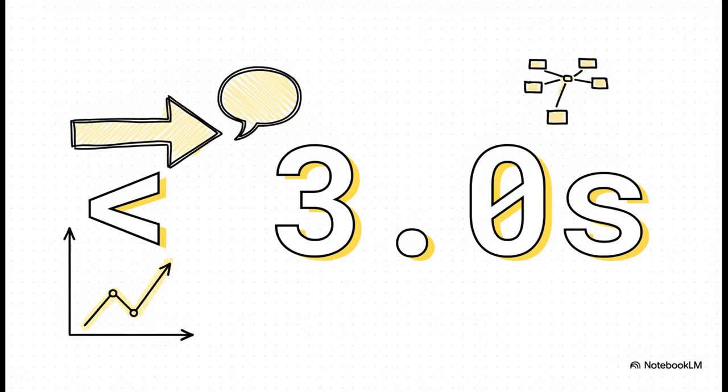Next up, speed. We're talking latency. For a chat experience to feel natural and conversational, the answers have to come back fast. So we're setting a target of under 3 seconds at the 95th percentile. This makes sure the user isn't just sitting there waiting, which is a huge part of building their confidence in the tool.